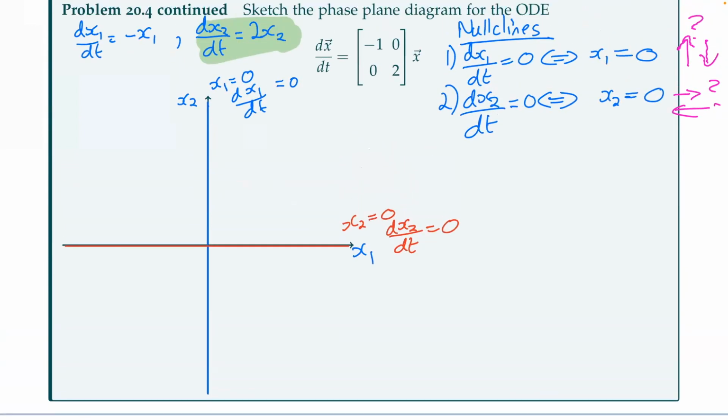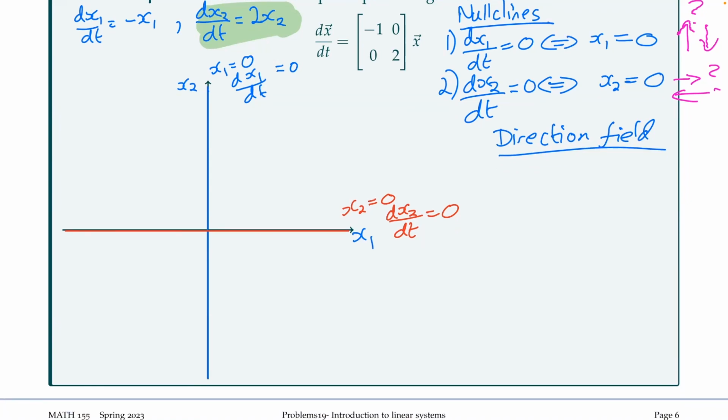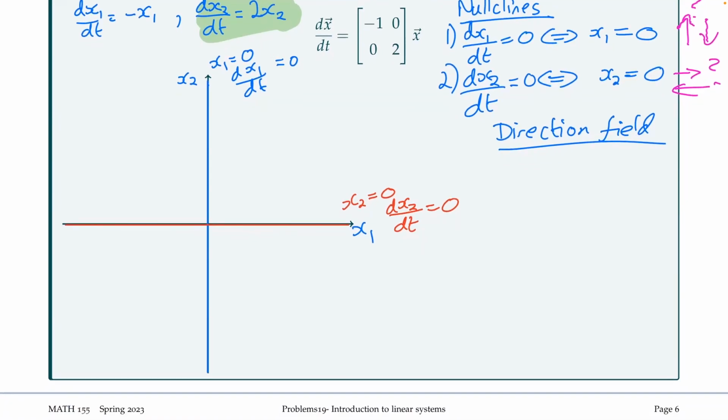Okay, so once you've found your nullclines, what do you need to do next? Now we need to think about our direction field. So we need to work out on those nullclines, are we going up or down? Are we going left or right? So what we do is take them in sequence, and we think about what's going on if we're on, let's say, x1 is equal to 0. So this is this first nullcline here.